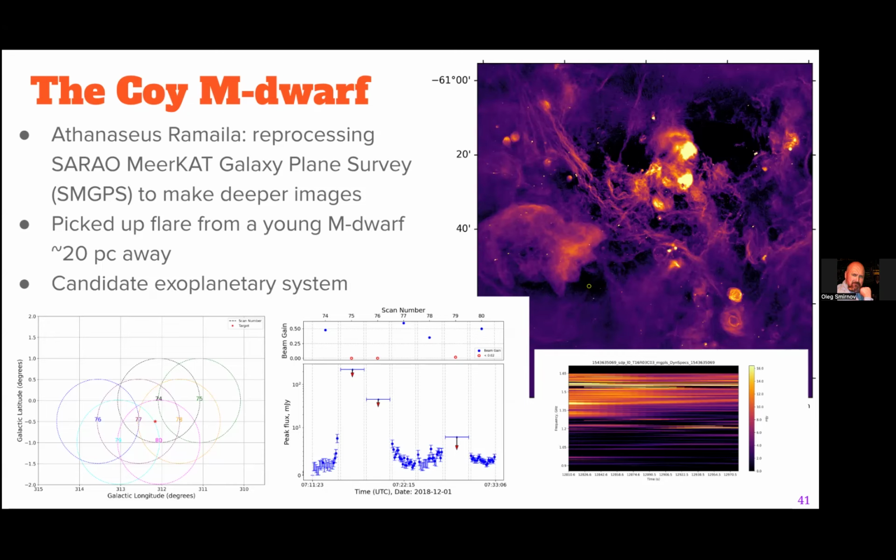And he picked up a flare, and that seems to be associated with a young M-dwarf star that's only 20 parsecs away. Interestingly, it's a candidate exoplanetary system, which is why this kind of thing is exciting, right? Because when they're looking for radio flares from stars, I mean, it could be a binary companion that's causing it, but it could be a star-planet interaction as well. So this was very exciting to find, very frustrating as well, because this thing turned out to be playing with us a little bit. Now, these observations were done in mosaic mode.